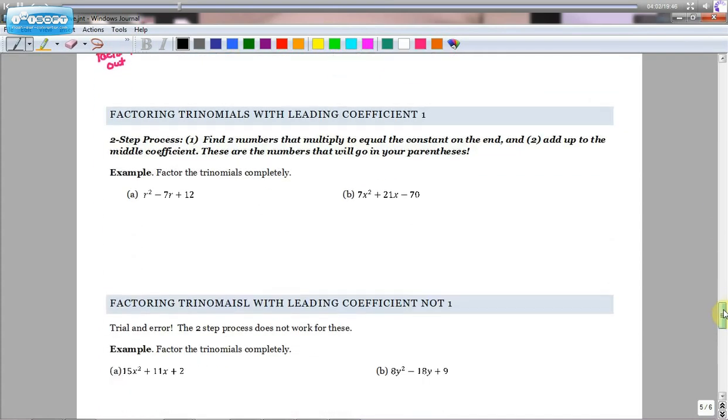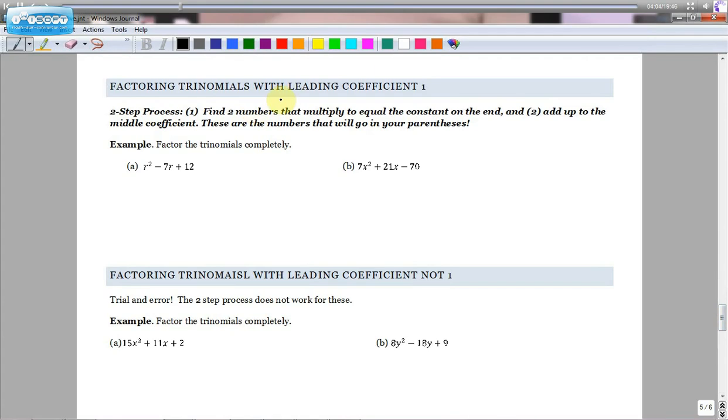Okay, next we want to look at factoring trinomials with leading coefficient of 1. When doing this, there's a two-step process. The first step is you want to find two numbers that multiply to equal the constant on the end. Constant just means number. And secondly, these two numbers have to add up to the middle coefficient. These are the numbers that will go in your parentheses. Okay, so a trinomial will factor into two binomials.